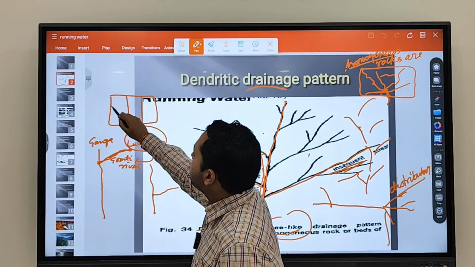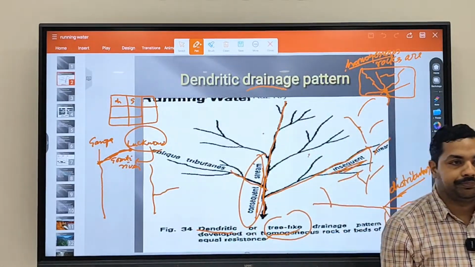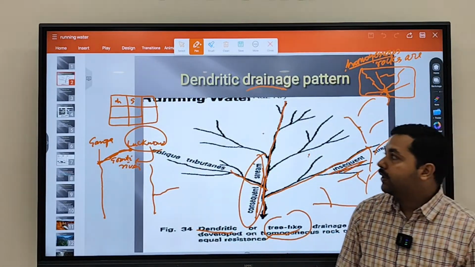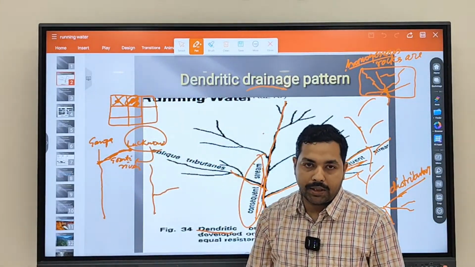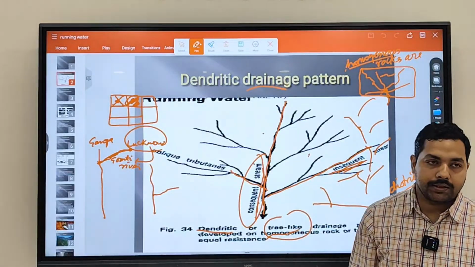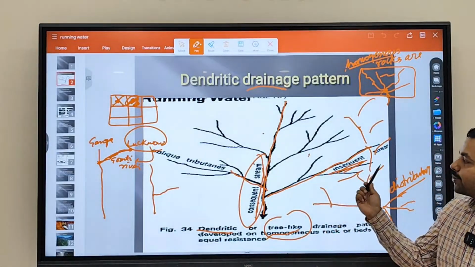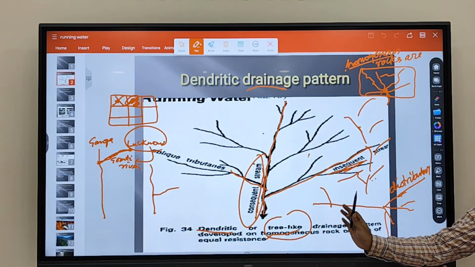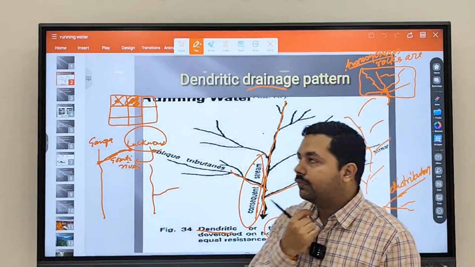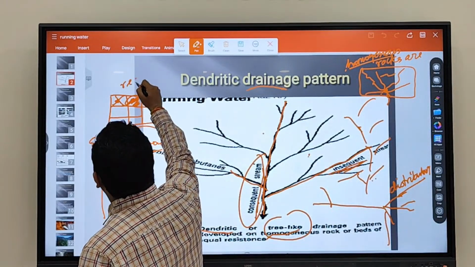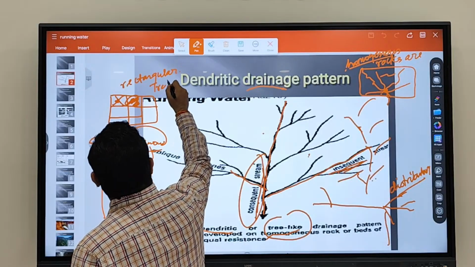If a rock consists of, let's say, harder rock and softer rock, different materials, then the river will erode which part? The softer part. It will not be able to erode the harder part. So that's why you will find a different type of pattern. But when rocks are homogeneous, the river can erode from anywhere, and that's when you find the dendritic drainage pattern. Fine. Now, this other type of pattern is called the rectangular drainage pattern or trellis drainage pattern.